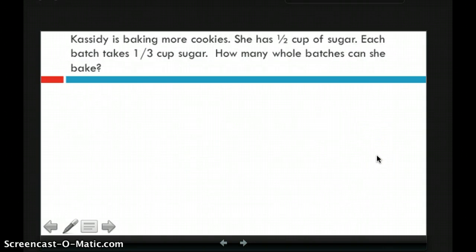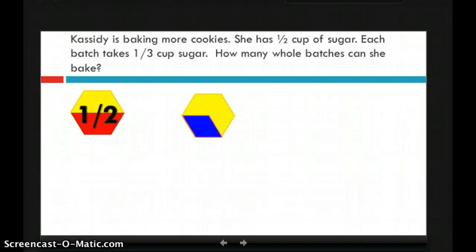Our last problem is, Cassidy is baking more cookies. She has half a cup of sugar. Each batch takes 1/3 cup sugar. How many whole batches can she bake? We're starting with 1/2 a cup, but one batch of cookies only calls for 1/3. Here's 1/2. Here's 1/3. Because 1/3 is in the batch, this is our whole.